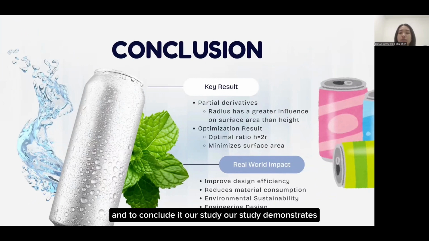To conclude, our study demonstrates how calculus concepts can be applied to solve real engineering problems. From the partial derivative, we found that the radius has a greater influence on the surface area than the height. After applying the optimization with a fixed volume constraint, we determined that the optimal ratio, h equals 2r, can minimize the surface area. This shows more efficient material usage and lower manufacturing costs. Besides beverage cans, this optimization approach can also support better engineered product design, reduce material consumption, and contribute to more sustainable manufacturing.